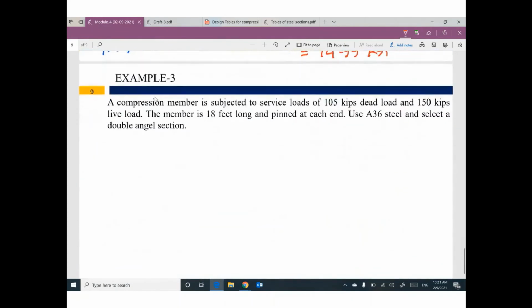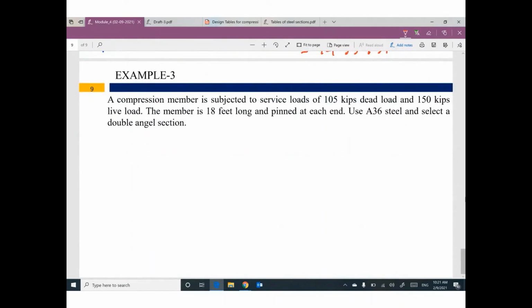One more example. We have a compression member subjected to surface load. We have 105 dead load and we have 150 live load. From this information, from structure analysis, P ultimate equals 1.2 dead load plus 1.6 live load. So 1.2 times 105 plus 1.6 times 150. Your value will be 366 kip.